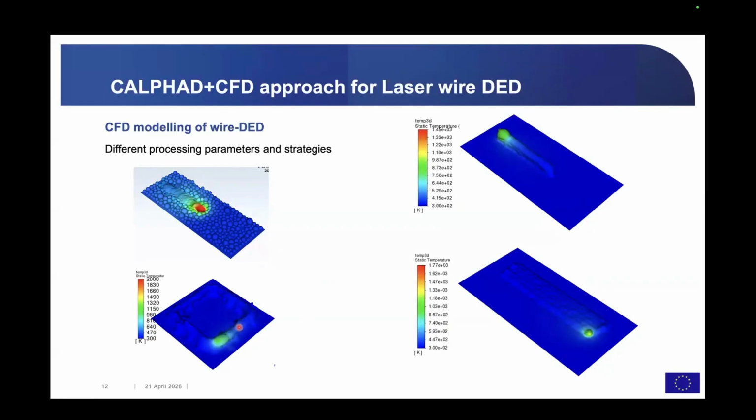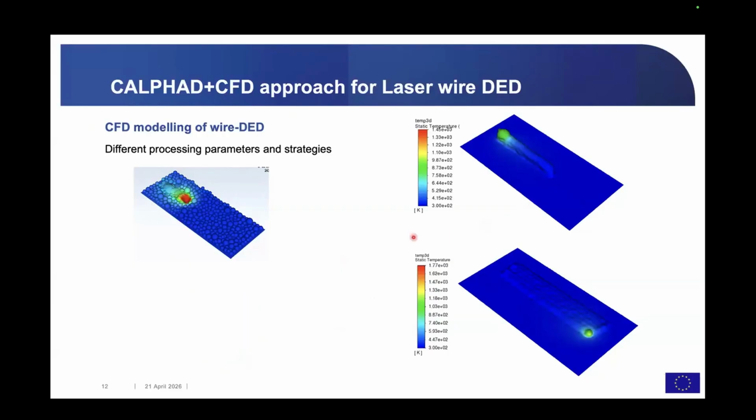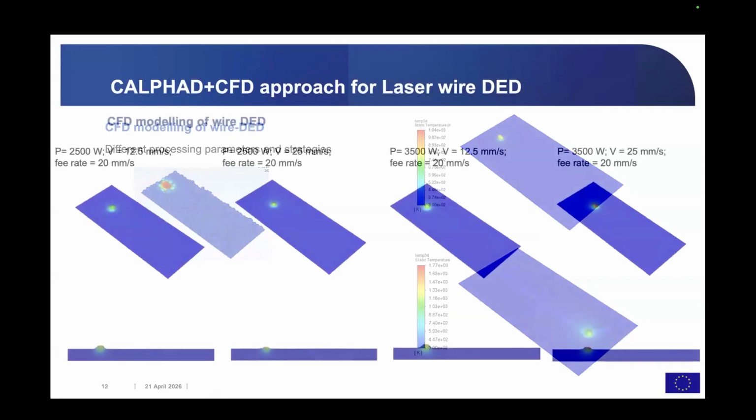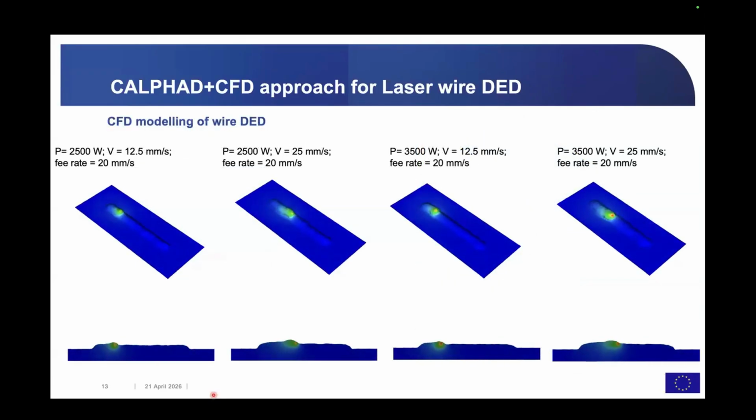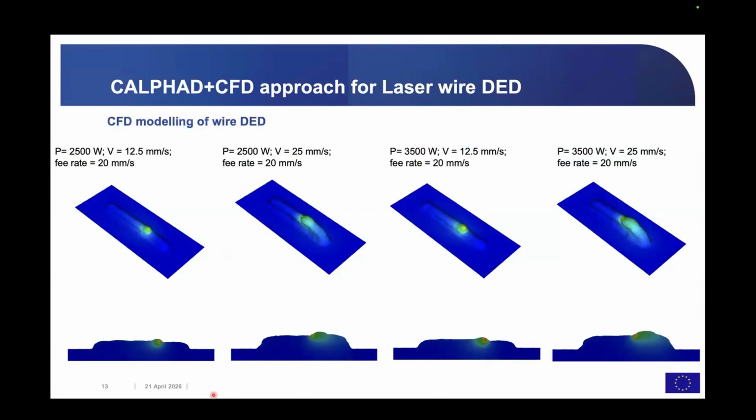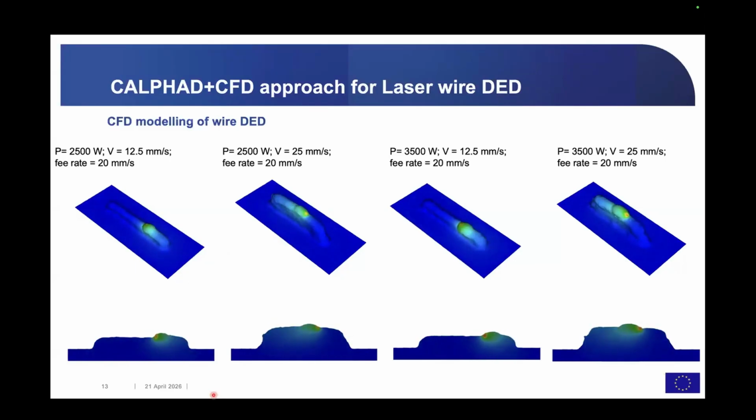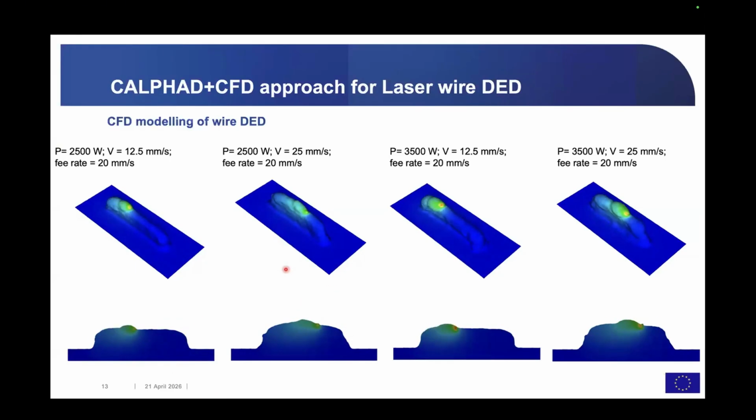For example, if you are building a wall or a cube, or just tracks next to each other, it can be used for that, and it can give important information like temperature distribution. These models can also capture the effect of different processing parameters like power, scanning speed, and feed rate.